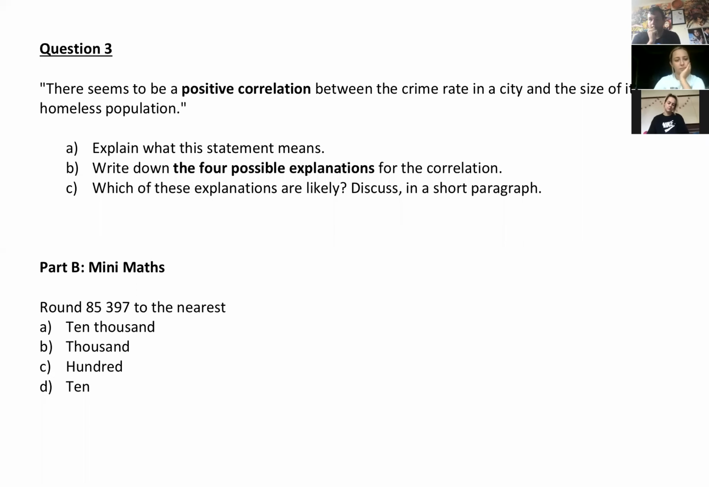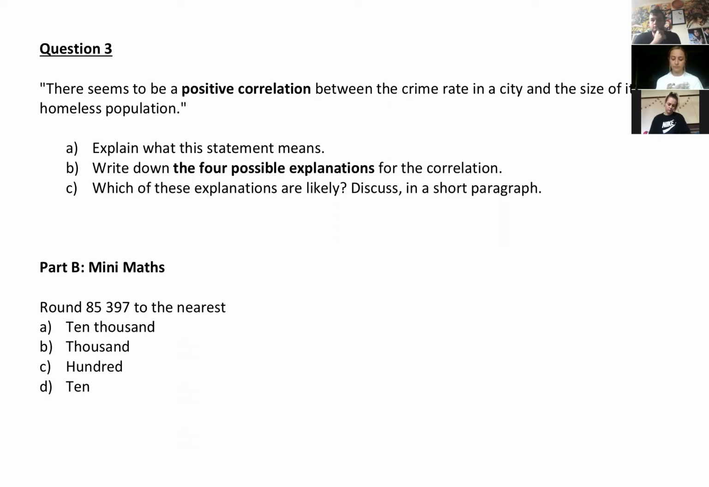Okay, so we've had a little discussion in groups about question 3, and the first task then is to explain what this statement means. So how do we explain this statement to someone who doesn't know what positive correlation means? When I wandered through your rooms, you were all on the same kind of page. You said that cities with a large homeless population tend to have an increased crime rate, or cities that have a high crime rate are associated with a larger homeless population. So anything along those lines.